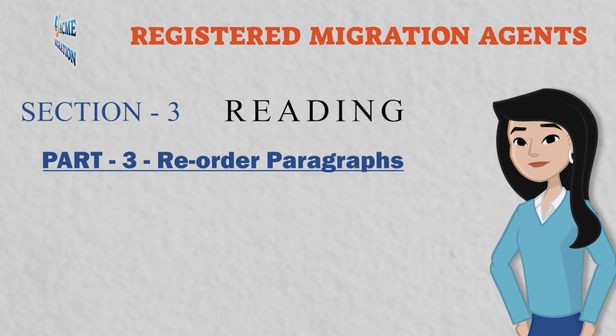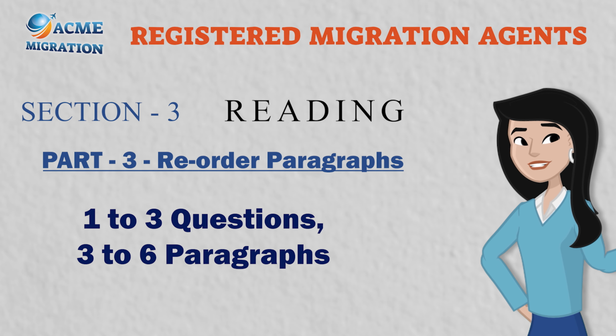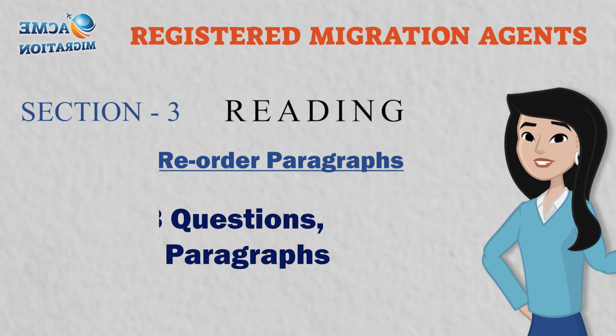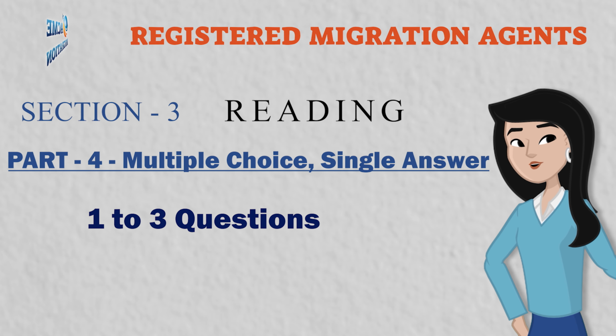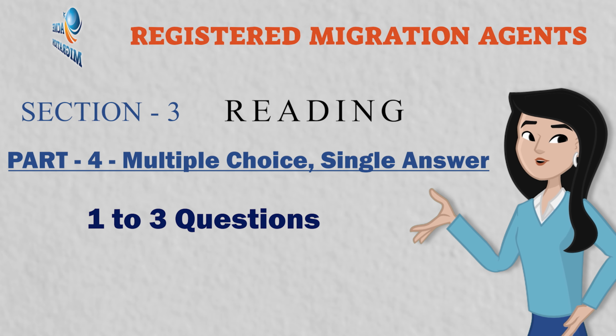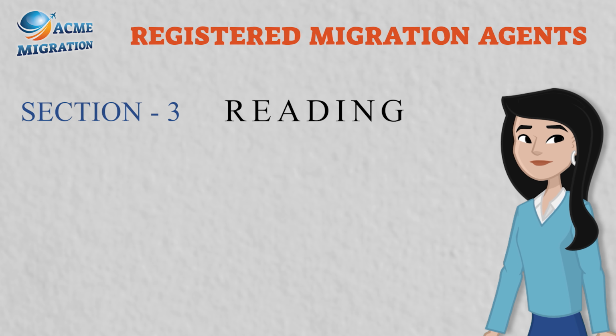The third part, reorder paragraphs, gives you 1 to 3 questions. You're presented with 3 to 6 paragraphs that you need to arrange in the correct order. The fourth part is multiple choice questions with a single answer. You get 1 to 3 questions, each with a paragraph followed by 4 to 6 options. You have to pick the correct option.